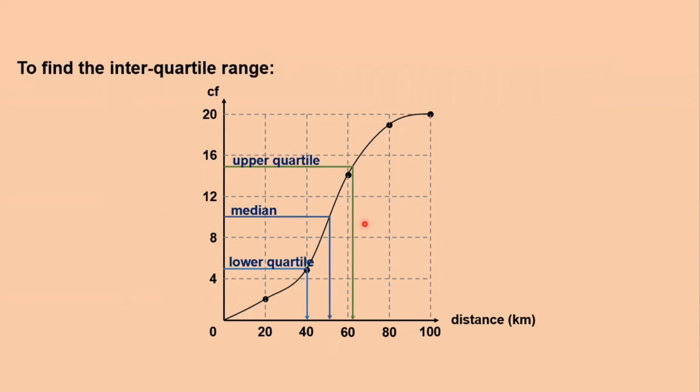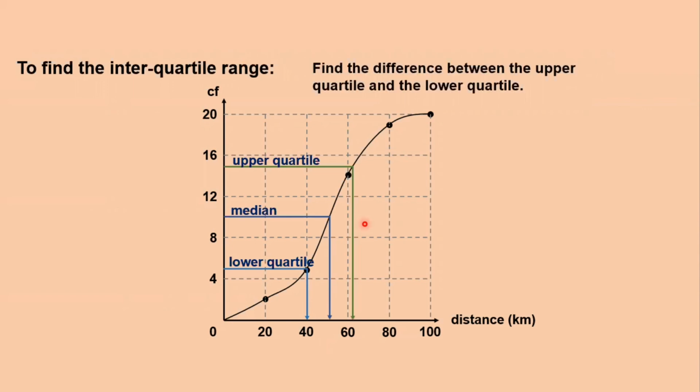Now let us understand how to find the interquartile range. The interquartile range is the difference between the upper and the lower quartile. We know that the upper quartile was 62 and the lower quartile is 40. So the interquartile range is 62 minus 40, which is 22.